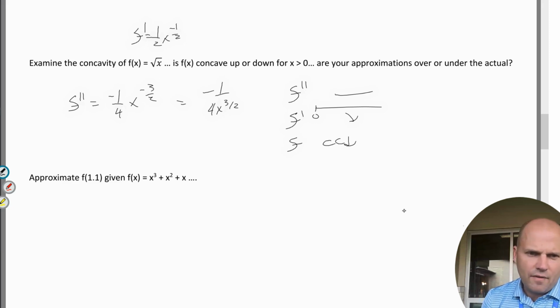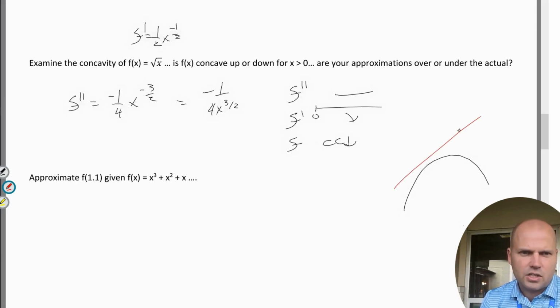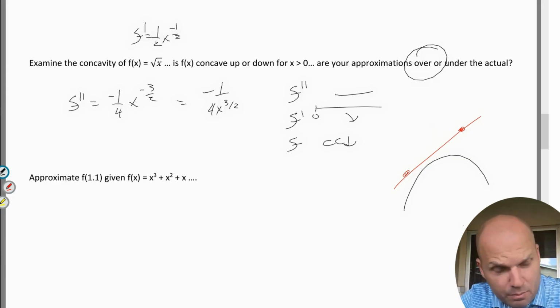If we have a concave down function and we're using y values on tangent lines, we know that our values are over the actual. They ask me what would be an actual value. It wouldn't be my approximation. It'd be something under my approximation.